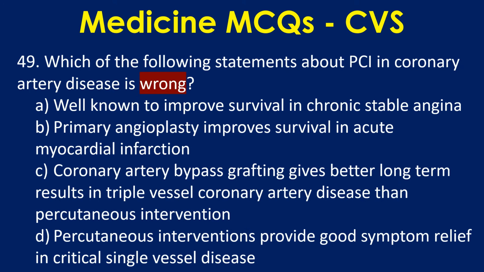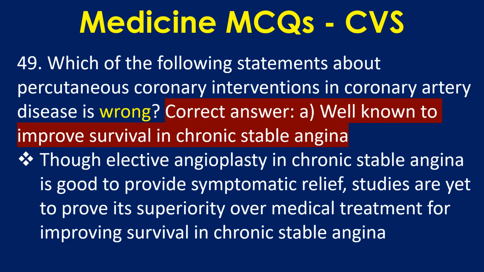Which of the following statements about percutaneous coronary interventions in coronary artery disease is wrong? A. Well known to improve survival in chronic stable angina. B. Primary angioplasty improves survival in acute myocardial infarction. C. Coronary artery bypass grafting gives better long-term results in triple vessel coronary artery disease than percutaneous intervention. D. Percutaneous interventions produce good symptom relief in critical single vessel disease. Correct answer A. Well known to improve survival in chronic stable angina.